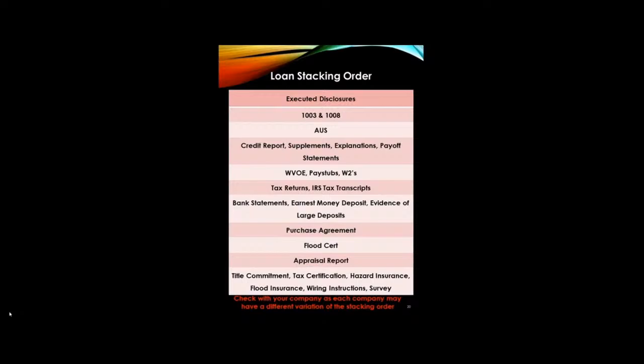You have your flood cert. You want to make sure the property is not in a flood zone, or if it is in a flood zone, you're going to need flood insurance. So those are all important. The appraised value, that comes in an appraisal report that tells you what the home is worth. Then you need the title commitment, tax certification, homeowners insurance, which is the hazard insurance, flood insurance if it's required, wire instructions, survey, title, chain of title, tax certs, closing protection letters. These are all things that you need in the file.